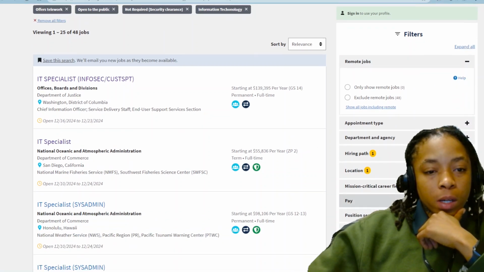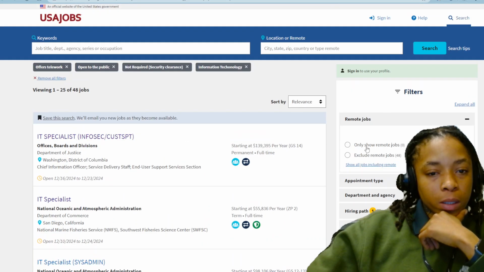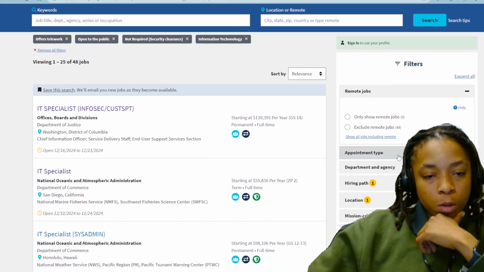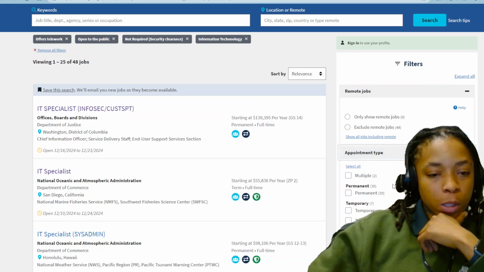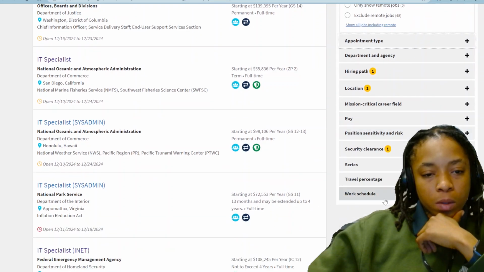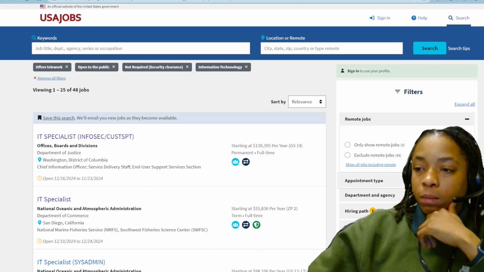usajobs.gov. You can come over here and critique it to show whatever you want. Like, you could exclude remote jobs, only show remote jobs, department and agencies, appointment type, temporary, permanent. So it's all there. You just gotta look, y'all, and that's really it.